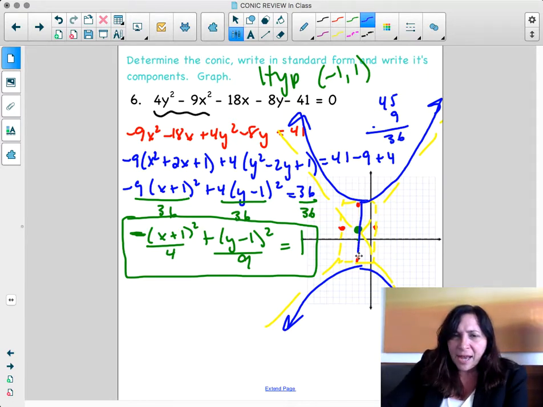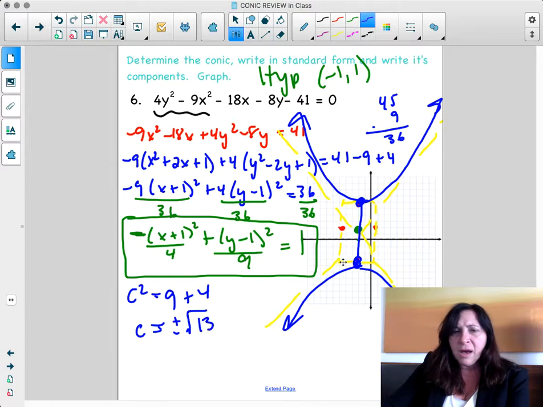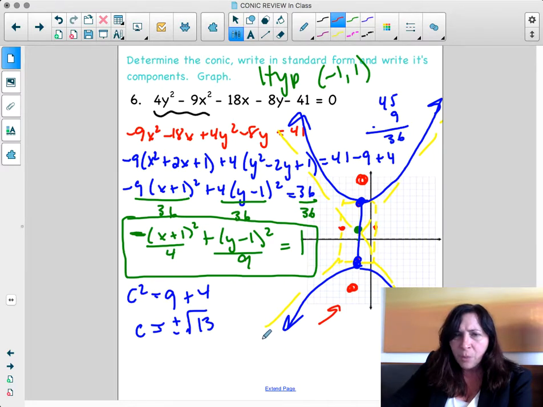Again, transverse axis, this is a vertex. Focal points are going to be c squared equals 9 plus 4, so that's 13. c equals plus or minus the square root of 13. My center is at negative 1, so my focal points, which are going to be in here somewhere, those values here for both of them are going to be, let's see here, it's on the y-axis, negative 1, comma, 1 plus or minus the square root of 13.